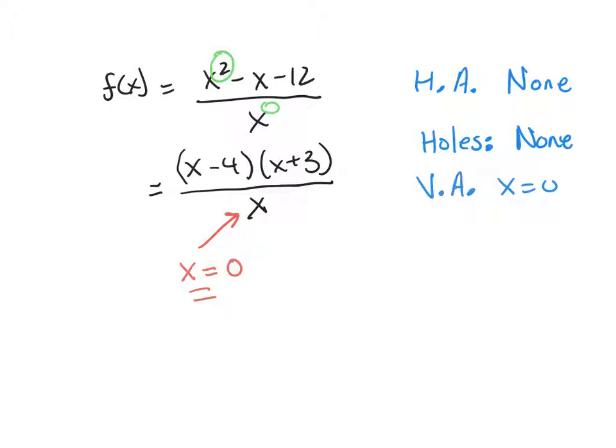To locate the zeros of this function, we look to see where the numerator will equal 0. And you can see that that's going to happen when x minus 4 equals 0, in other words, that x equals 4, and when x plus 3 equals 0, in other words, when x equals negative 3. And so when I'm listing my zeros, which is my fourth feature that we're looking at, I have 2 of them.